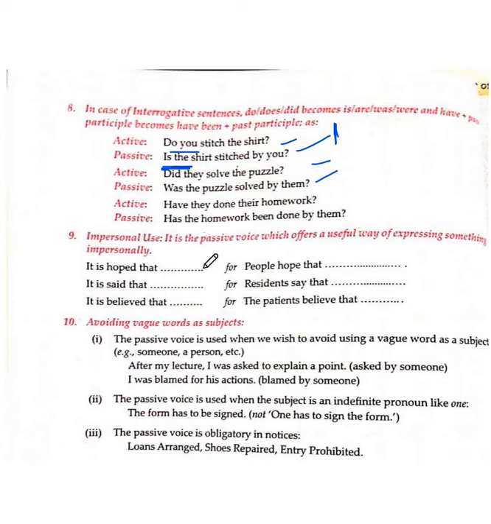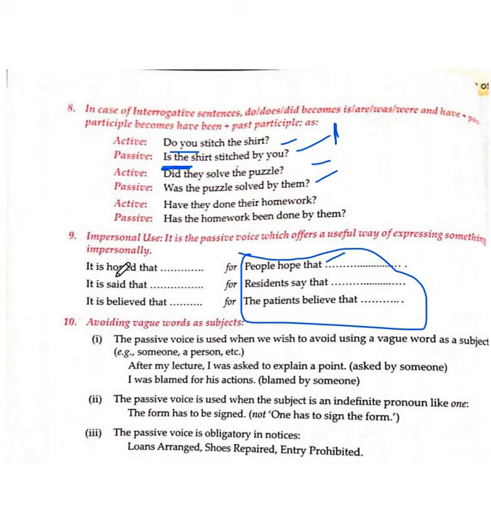Now impersonal use, this we have seen, where the subject is not that compulsory or important. So here we can see "It is hoped that", meaning people hope that; it is an assumption for whom it is meant. "It is hoped that something good will happen", people hope that something good will happen. "It is said that", residents say that, or some people say that. "It is believed that", the patients believe that.